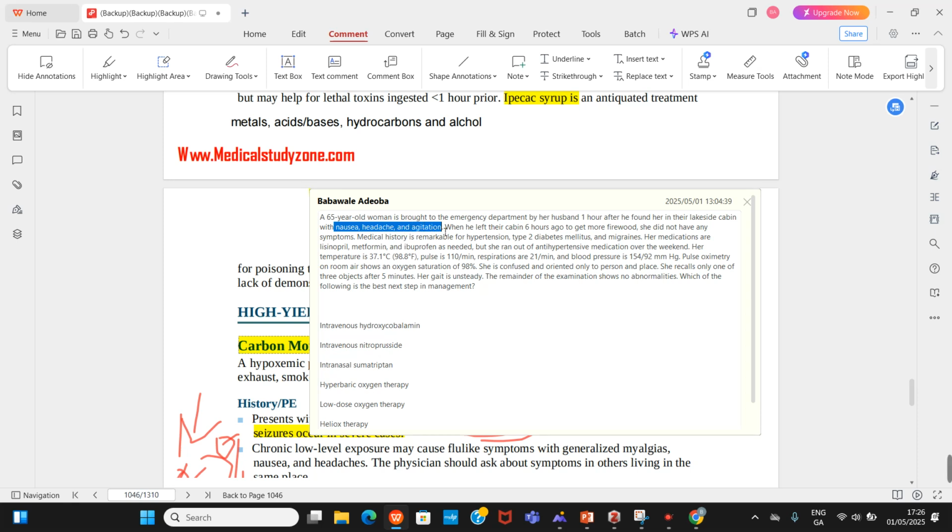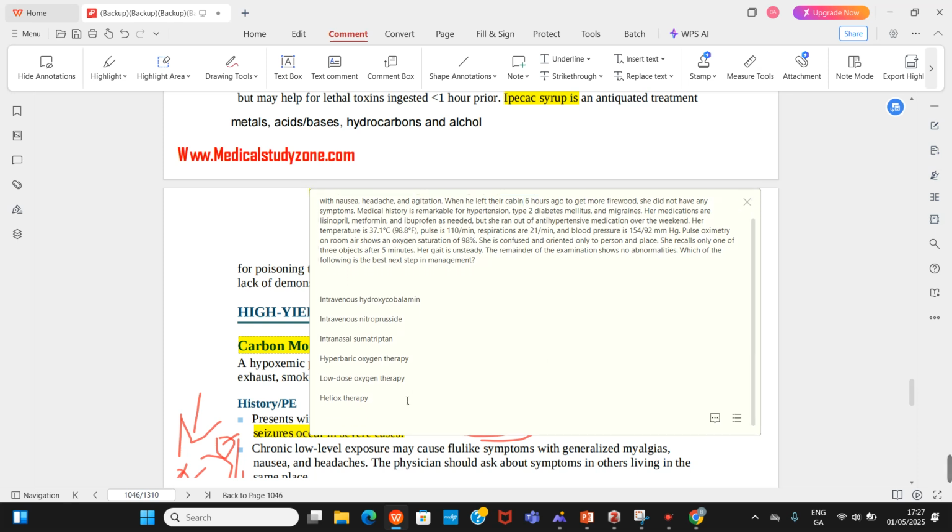Why are we quiet? Is it confusing? There's nausea, headache, and agitation, and that was after the man left her in the cabin to get more firewood. They did not really give us any focus, but that's the focus, the firewood. They are burning fire somewhere, and suddenly she became confused with headache, agitation, and nausea. She's now confused, and the oxygen saturation is still 98%. She's having encephalopathy. She recalls only one of 3 objects, and the gait is unsteady. So there's some neurological stuff in someone that is in a cabin getting firewood.